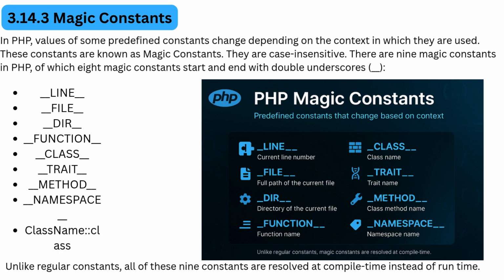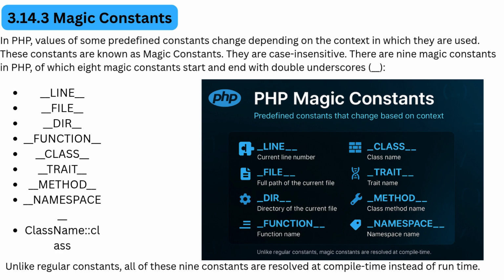Finally, the ninth magic constant is ClassName::class. This returns the fully qualified class name as a string. For example, if you have a class named Car and you write echo Car::class, it will output the string Car.